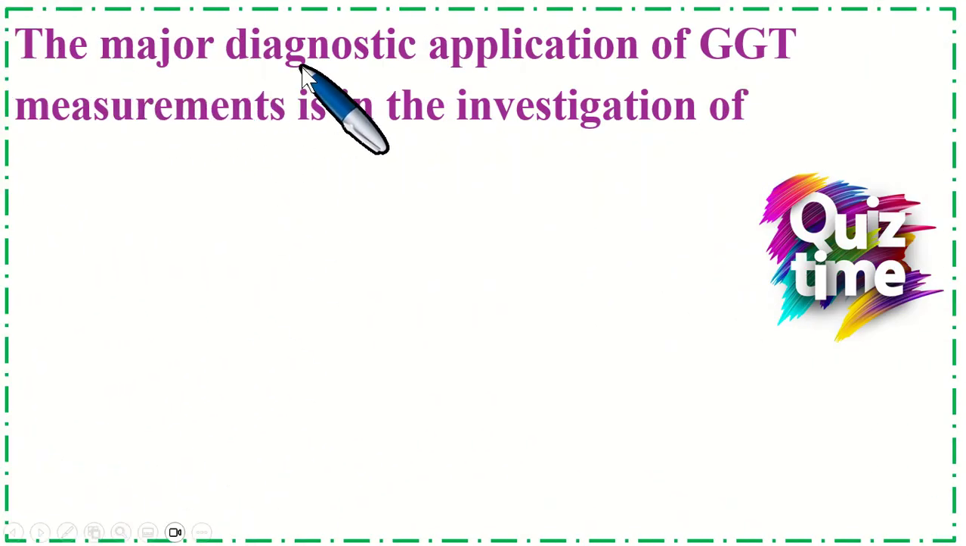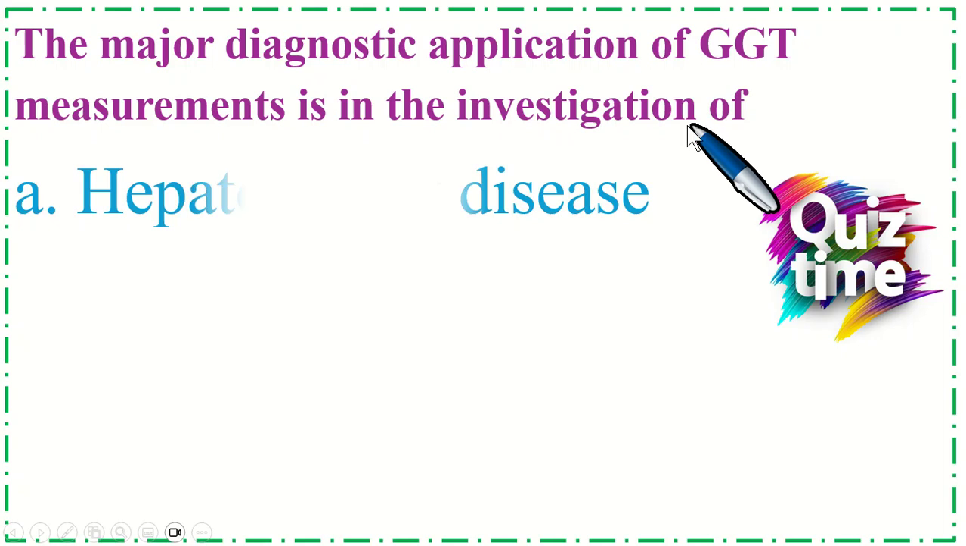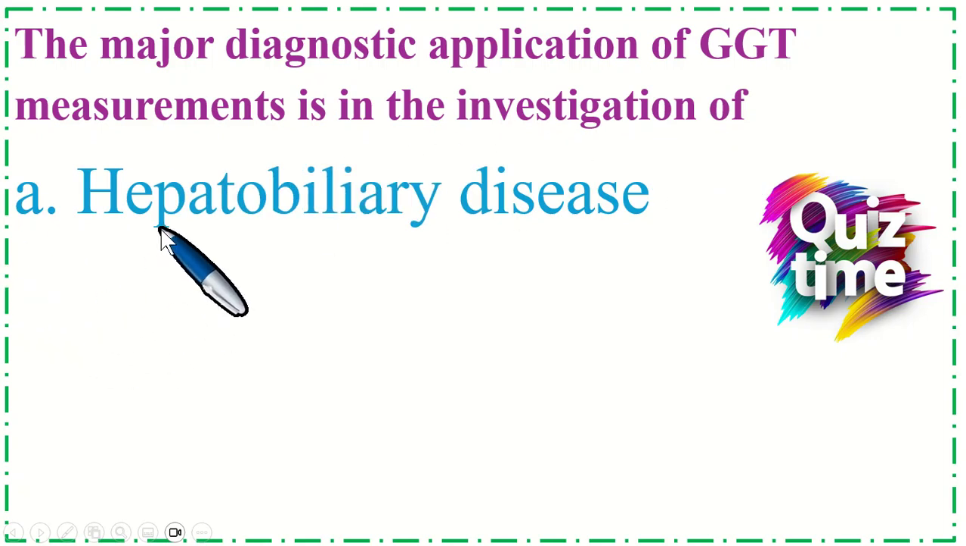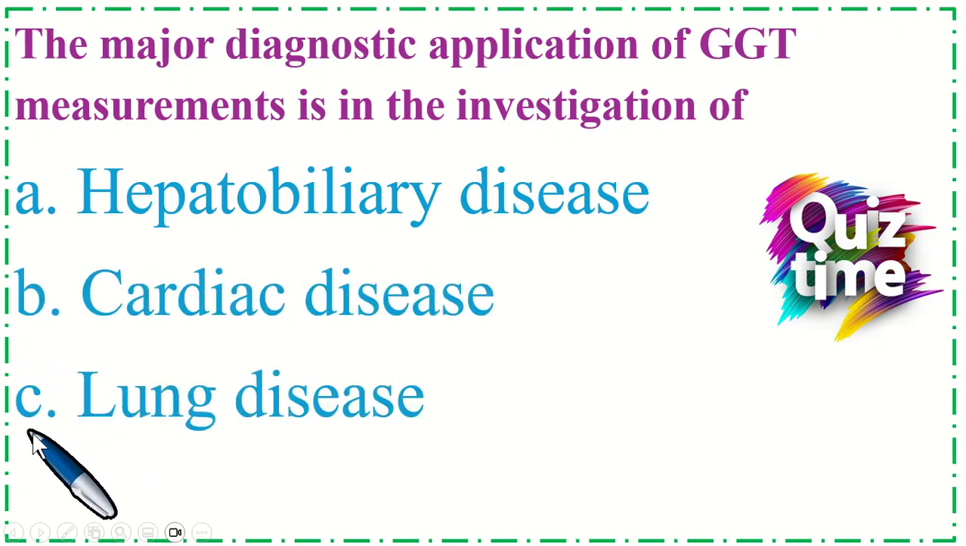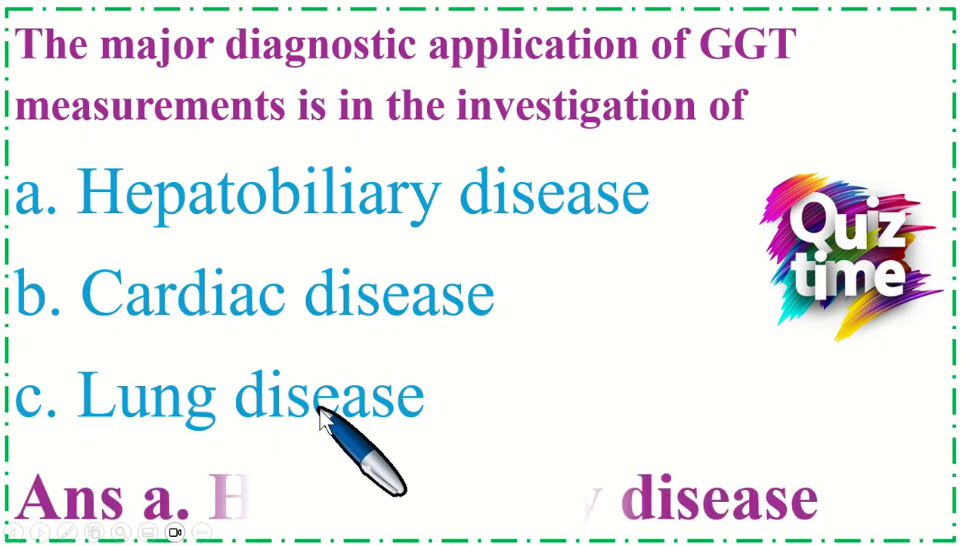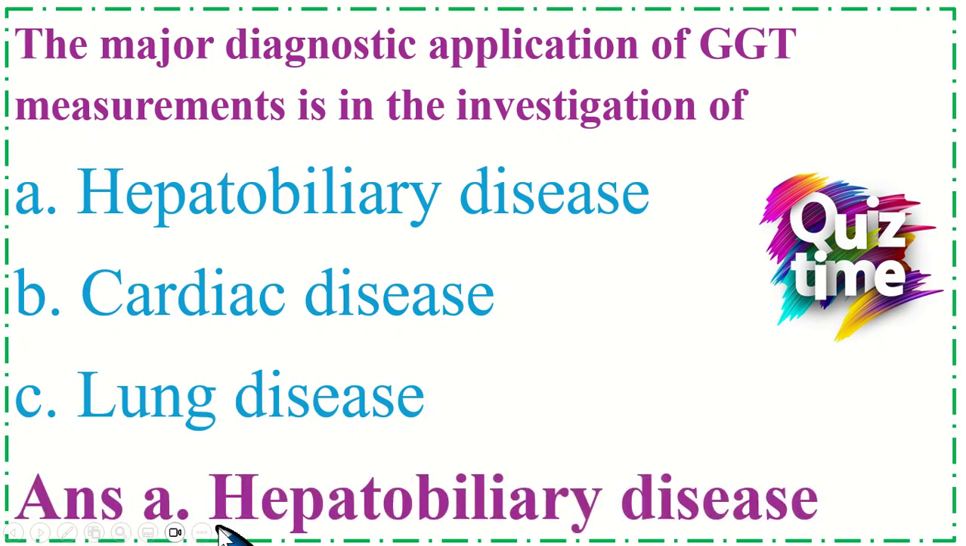The major diagnostic application of GGT measurements is in the investigation of this. Option A, hepatobiliary disease. B, cardiac disease. Option C, lung disease. Correct option is A, hepatobiliary disease.